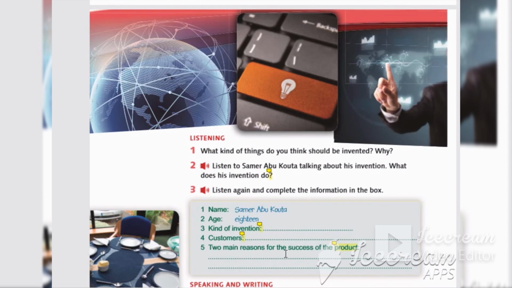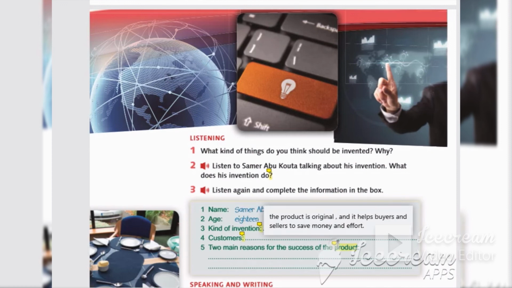Two main reasons for the success of this product. شو السببين الرئيسيين لنجاح هذا المنتج؟ What are they? The product is original and it helps buyers and sellers to save money and effort. وفر الوقت والجهد والنقود. Okay? So, the product is original and it helps buyers and sellers to save money and effort.